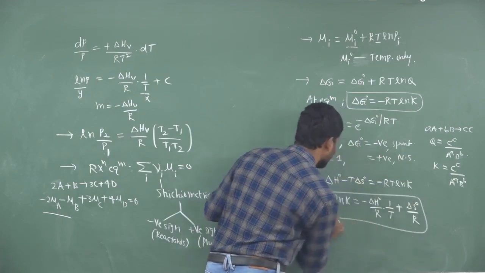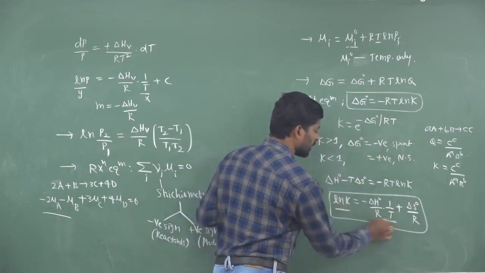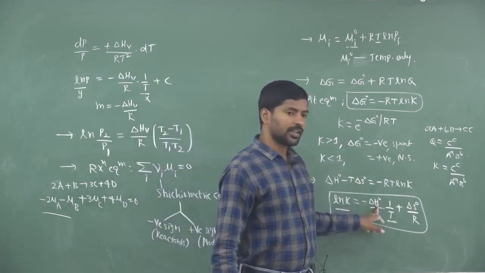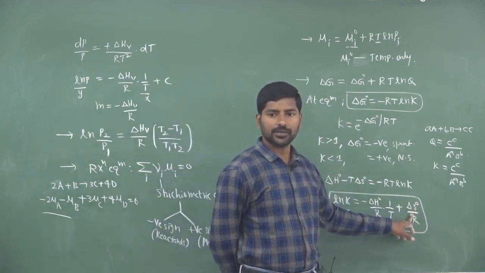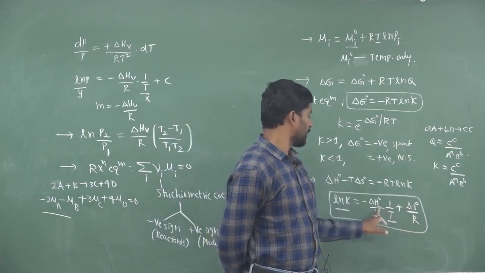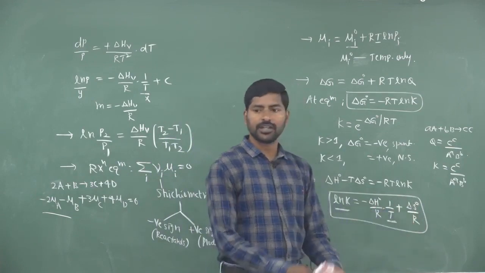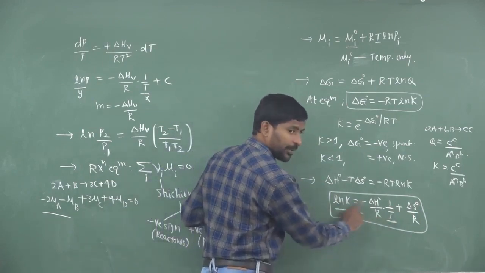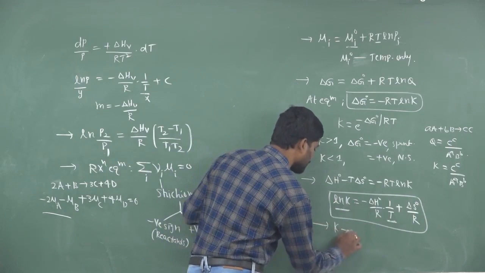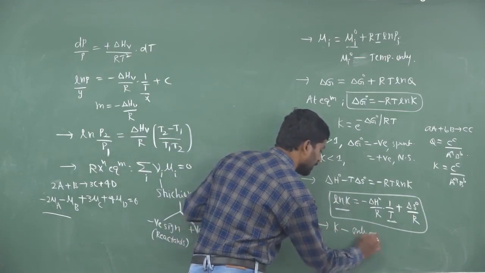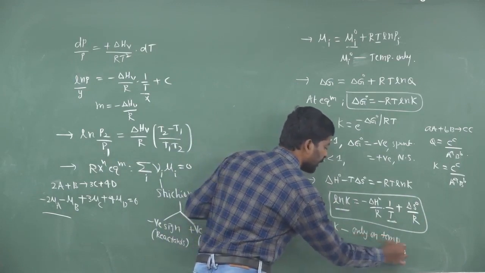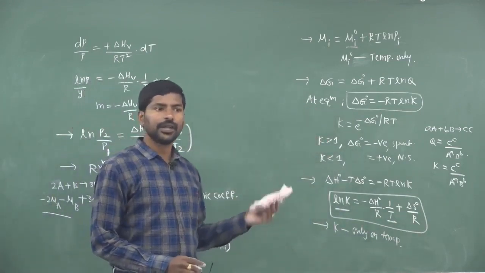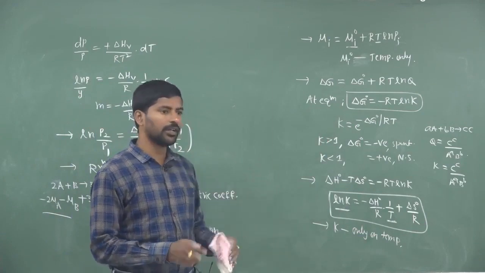They may give you ln K versus 1 by T data and ask you to calculate the standard enthalpy change and standard entropy change. From this we can calculate both. So K depends on what? K depends only on temperature. K is independent of pressure, K is independent of the concentration of reactants, and K is independent of catalyst. K depends only on temperature.